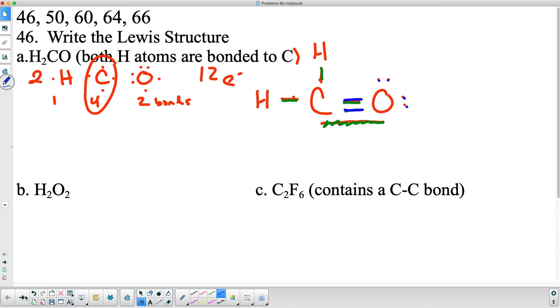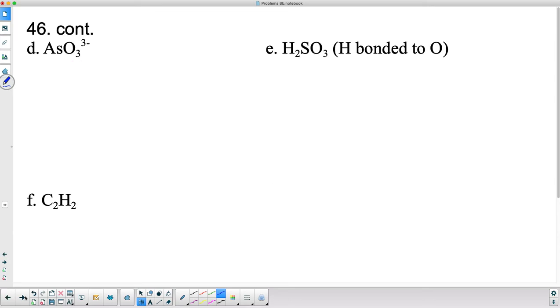Now let's move on to the next one. I'm skipping B and C for you guys to try and see if you can figure out how to do that. I kind of fit them together like a puzzle piece. This next one is going to be a little bit different, because this is a polyatomic ion, and I want to explain how to do that. So here I have arsenic and 3 oxygens, and overall they have a -3 charge, which means an extra 3 electrons. So here's what it looks like.